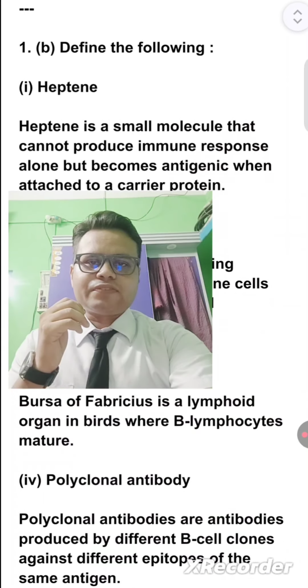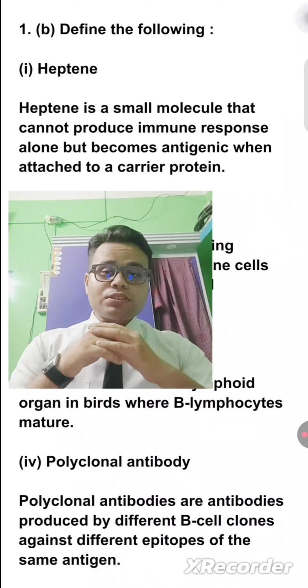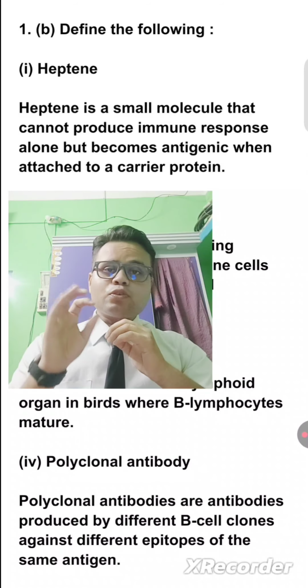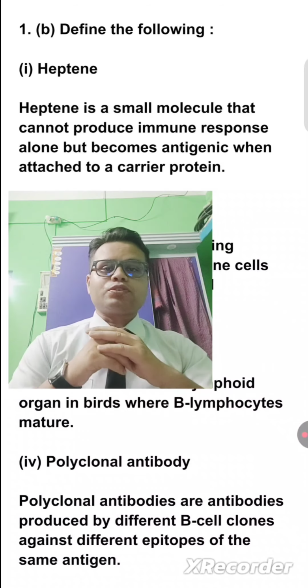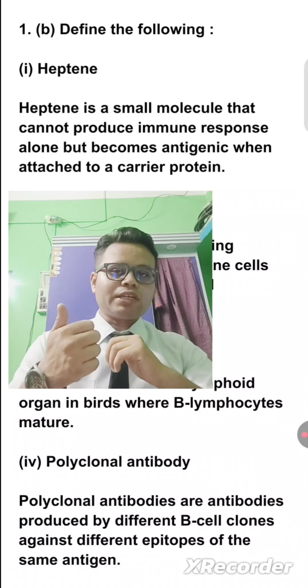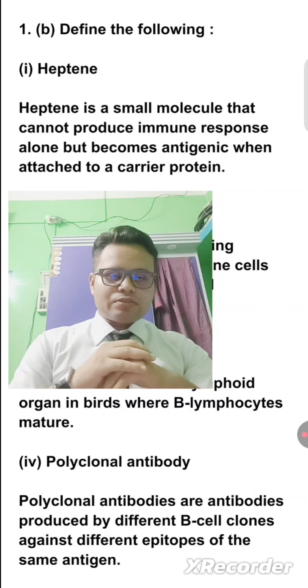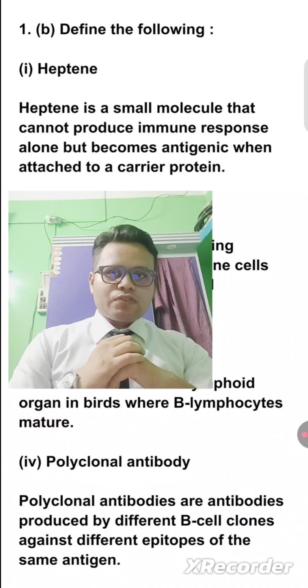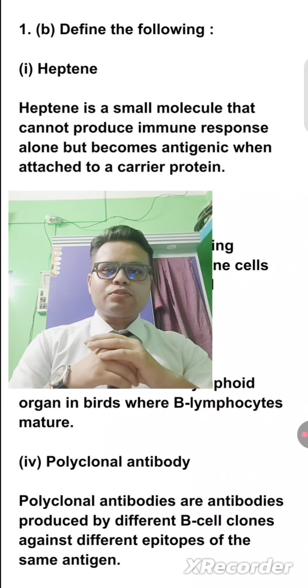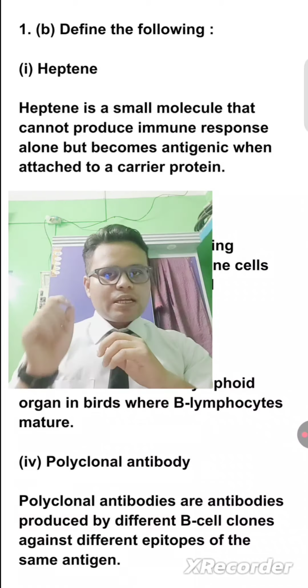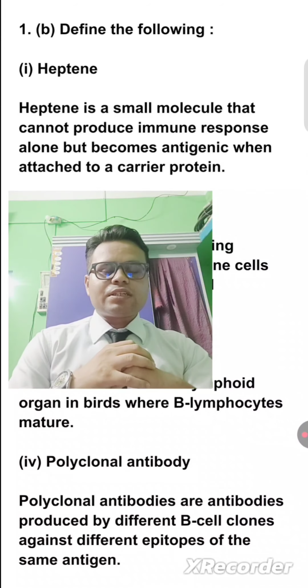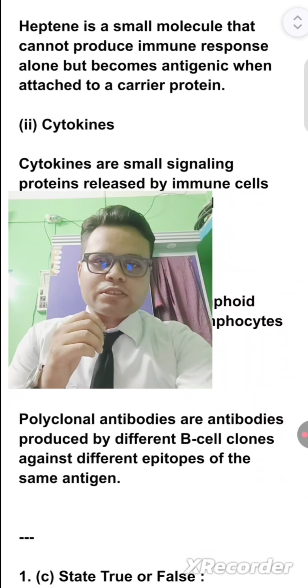Next question, class, define the following. Hapten. What is the hapten? Hapten is a small molecule that cannot produce an immune response alone, but becomes antigenic when attached to a carrier protein. Okay, so if you're talking about this, class, hapten is a small molecule that cannot produce the immune response alone first, but becomes antigenic when attached to a carrier protein. That is known as hapten.